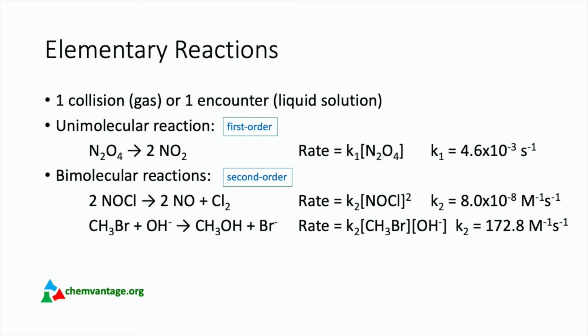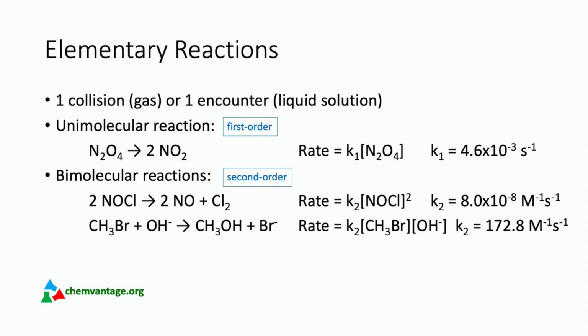The constant of proportionality is called the rate constant, k, and for all first-order reactions, the units of k must be inverse seconds for the rate to have units of moles per liter per second. For bimolecular reactions, there are 2 cases. The first involves collisions of 2 molecules of the same type. The reaction rate is proportional to the square of the NOCl concentration in this example, so we say that this is a second-order reaction. Notice that the rate constant must have units of inverse moles per liter, inverse seconds, for the reaction rate to have the proper units.